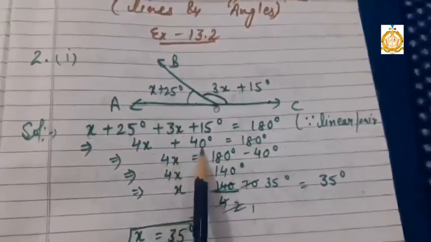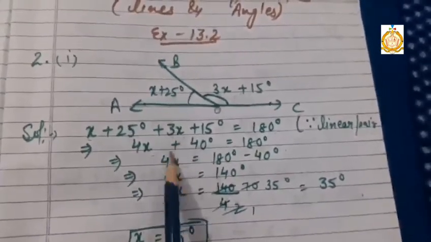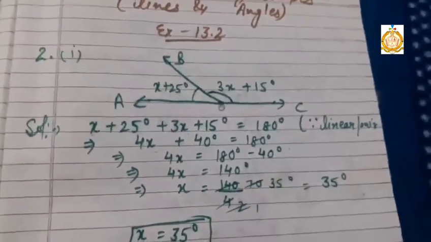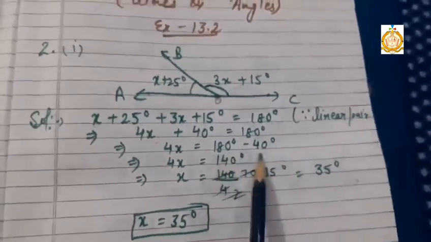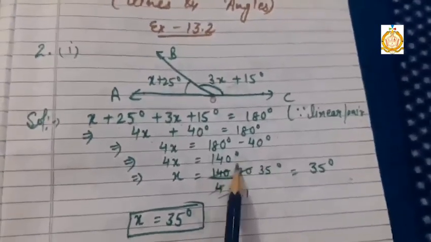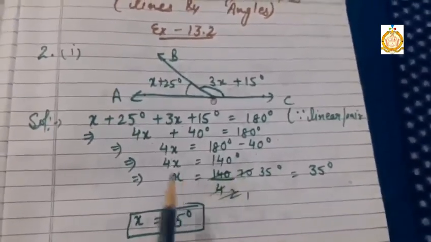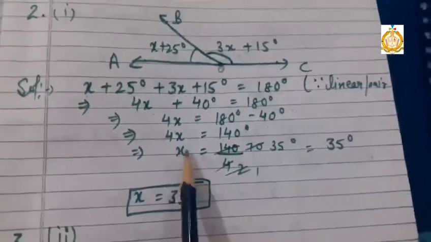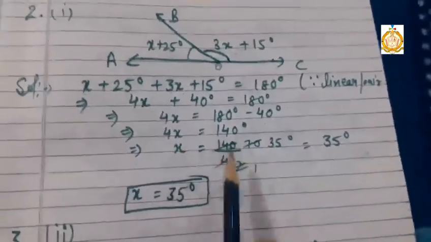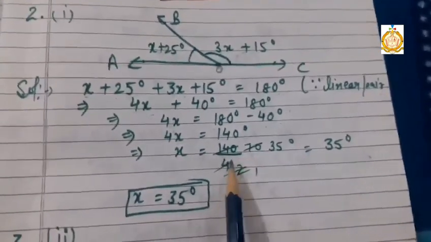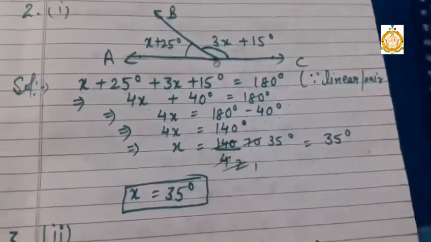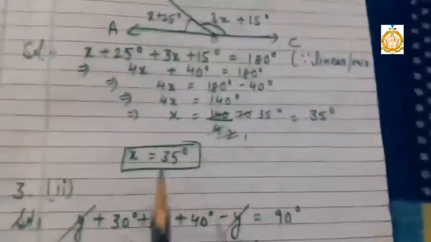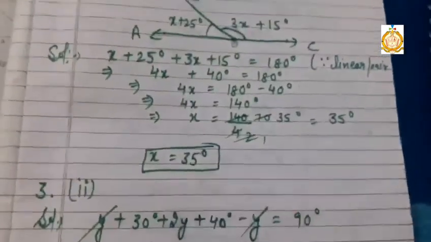It is of plus sign and we will shift its position from the equals to sign and it would become negative. 180 degree minus 40 degree. Here you will get 140 degree. Here 4 is multiplying to the x. When it goes to the right side of the equation, it would divide here. And after solving, you will get 35 degree. So our value of x is 35 degree.